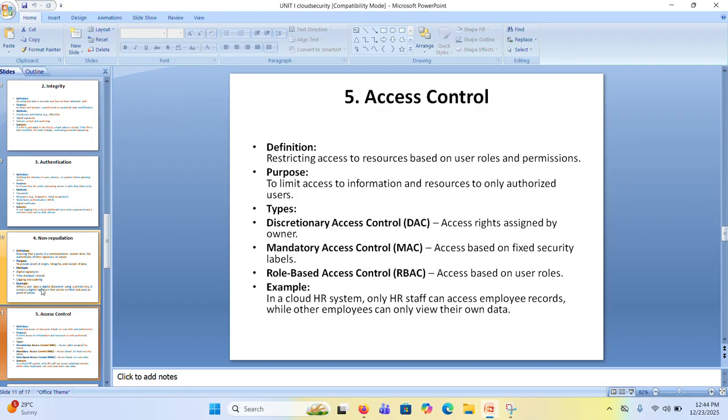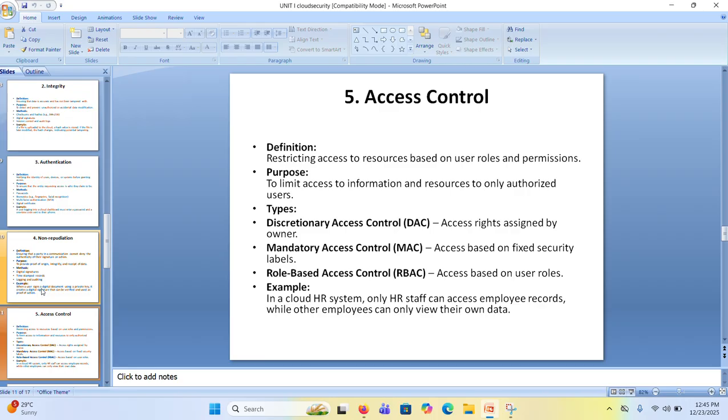Access control: restricting access to resources based on user roles and permissions. So what is the purpose? To limit access to information and resources to only authorized users. There are three types: discretionary access control, with access assigned by the owner; mandatory access control, with access based on fixed security labels; and role-based access control, with access based on user roles. In a cloud HR system, only HR staff can access the employee records, while other employees can only view their own data.